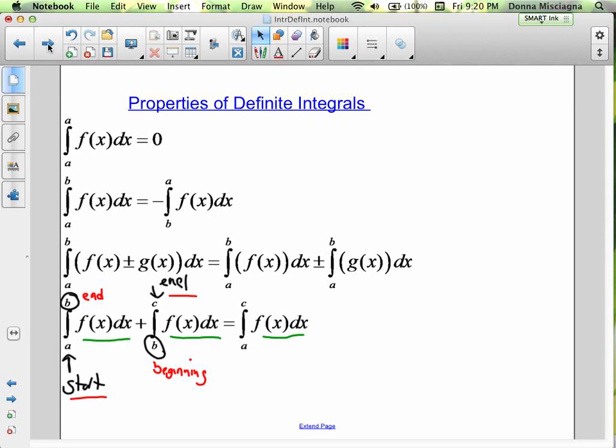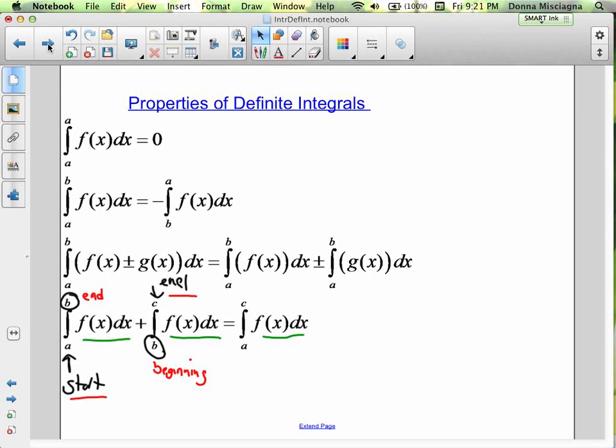The integral of a sum or difference of functions is the same as the sum or difference of the integrals. So you can split up an integral that's a sum or difference into separate integrals. And sometimes that's easier to evaluate that way.